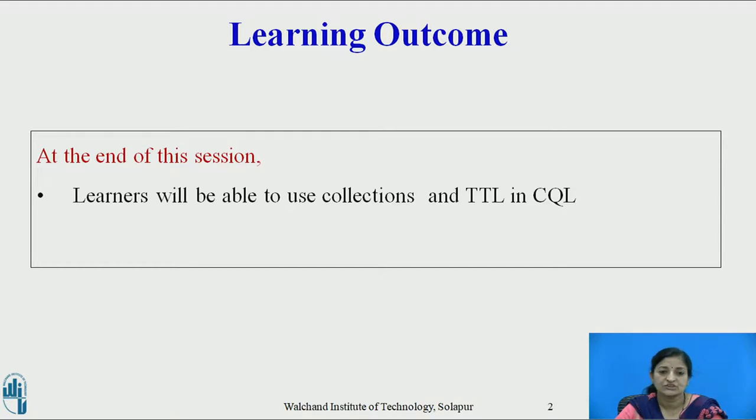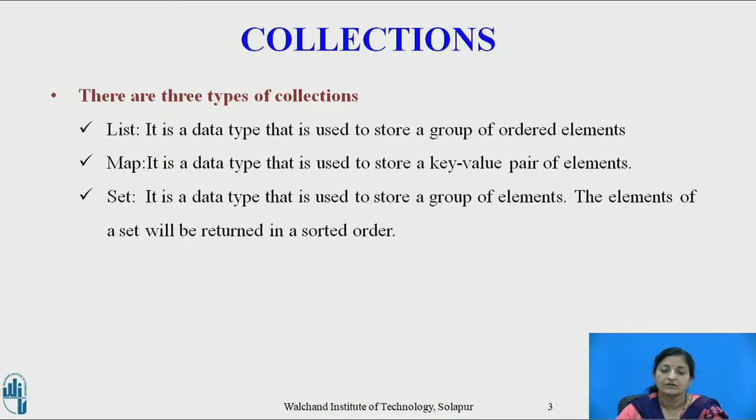At the end of this session, learners will be able to use collections and TTL in Cassandra query language. Now moving to collections, a collection is a group of elements in a single variable. There are three types of collections: list, map, and set.